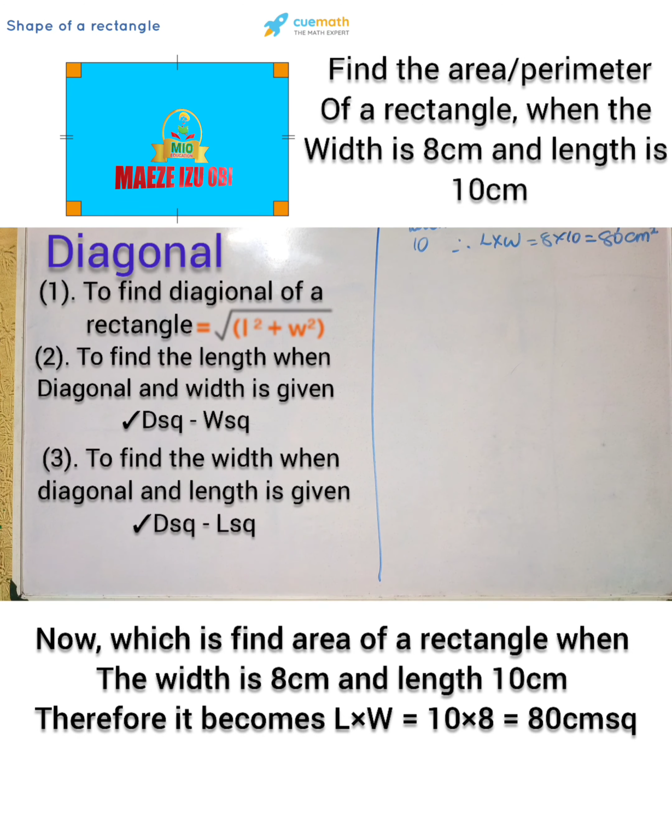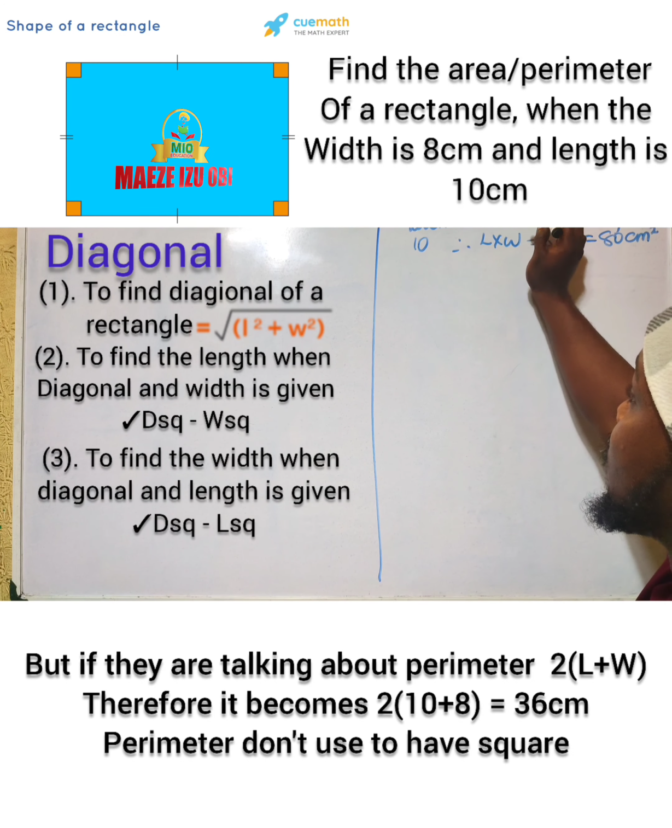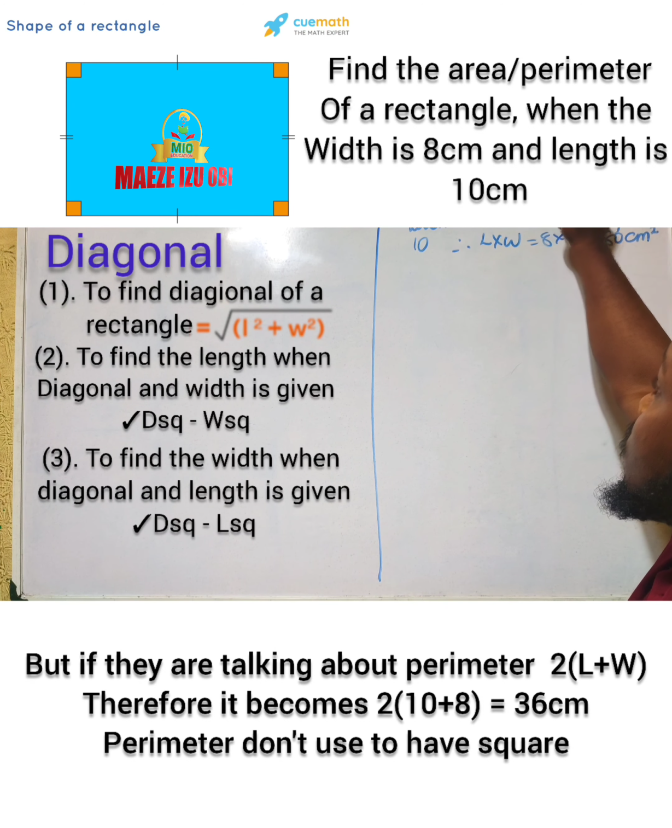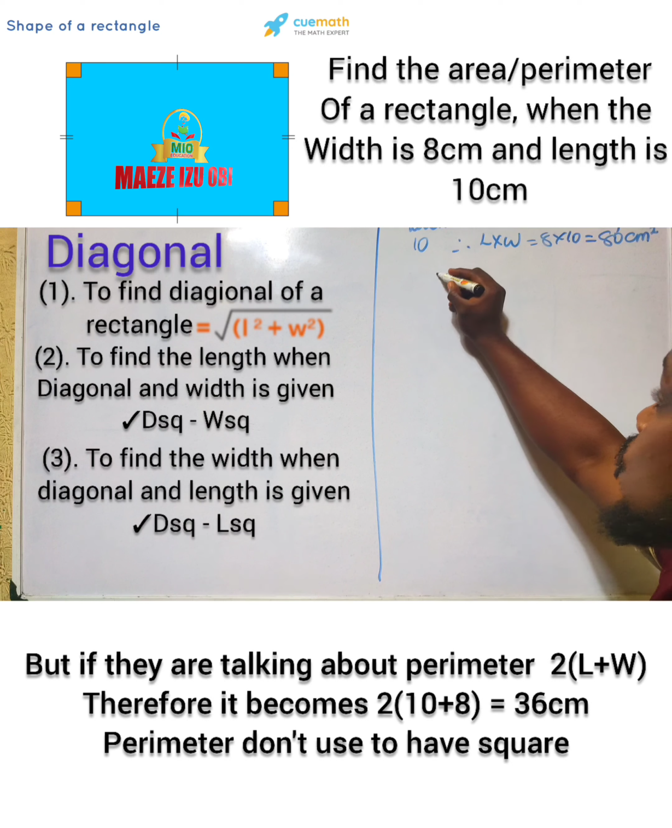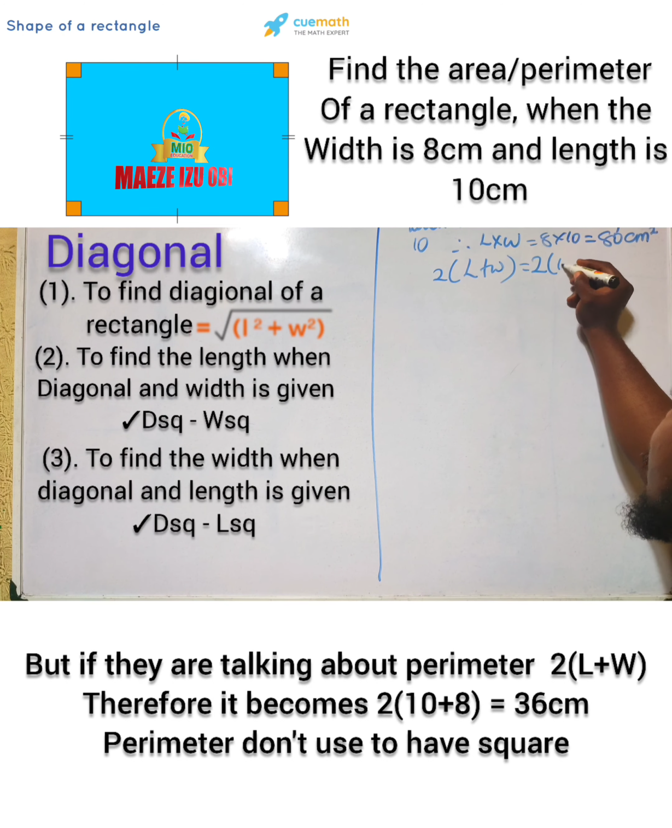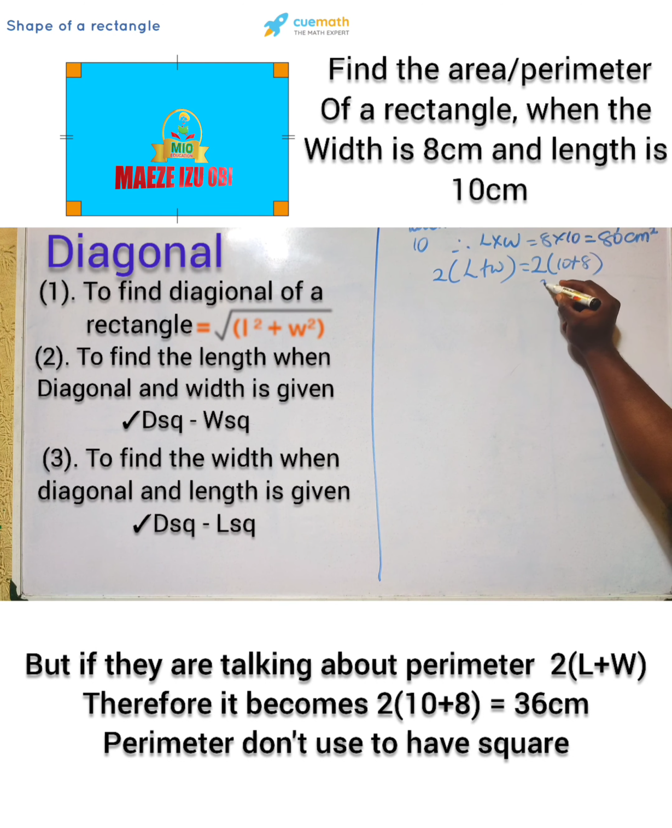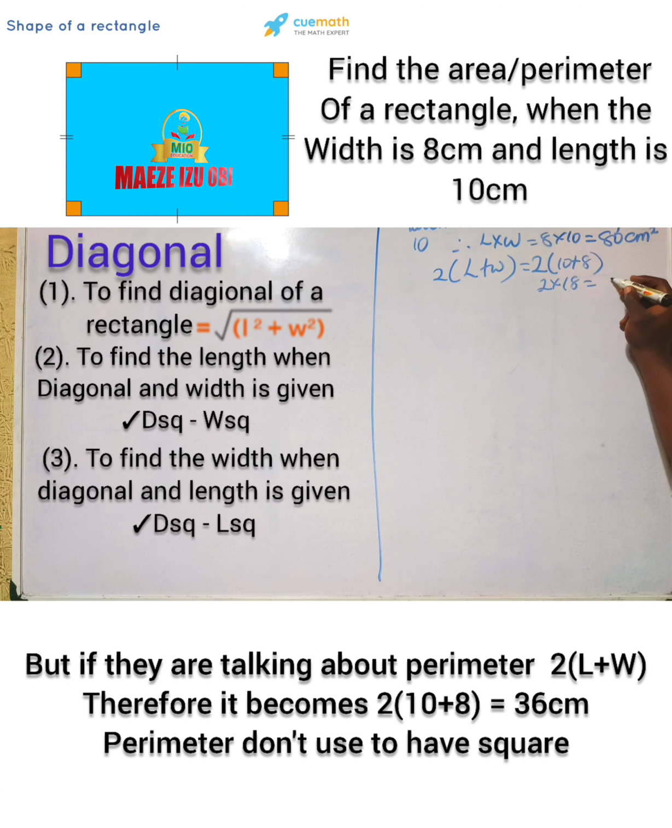But if they are talking about the perimeter, no longer the area, we change this area to perimeter. It becomes 2 bracket length plus width, which will give us 2 bracket 10 plus 8. And 10 plus 8 will give us 18. Therefore, it becomes 2 times 18, which will give us 36 centimeter. Perimeter doesn't have square. You should know that.